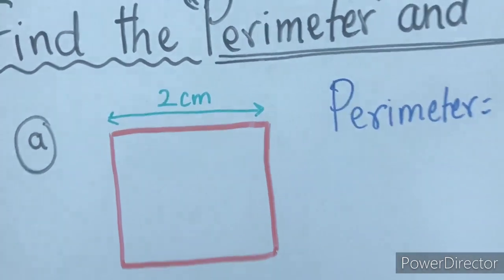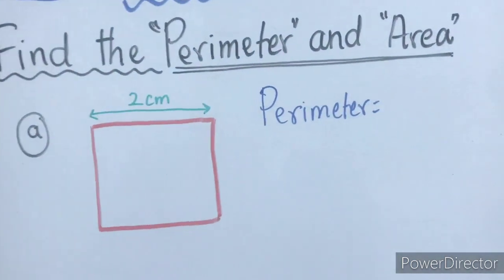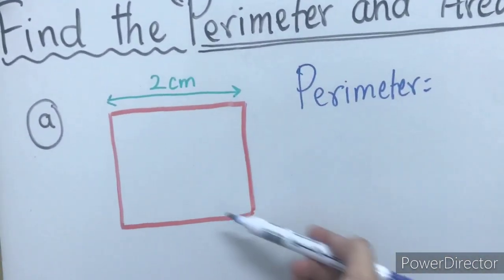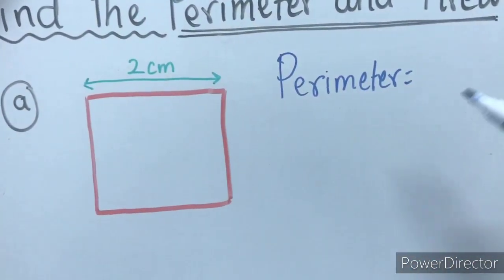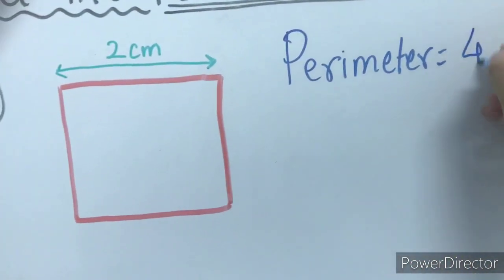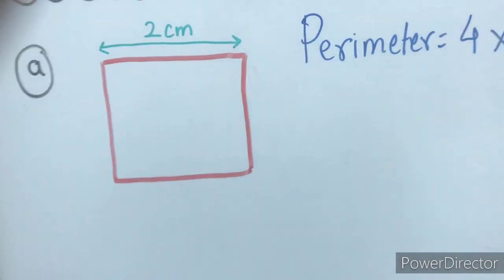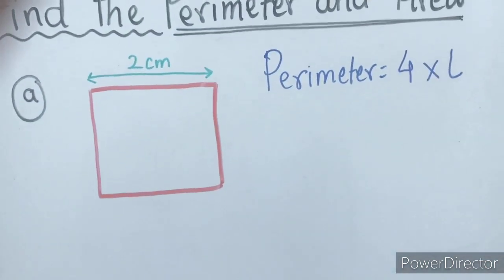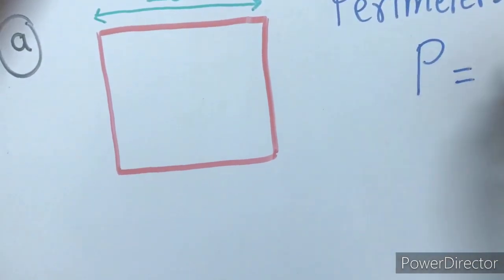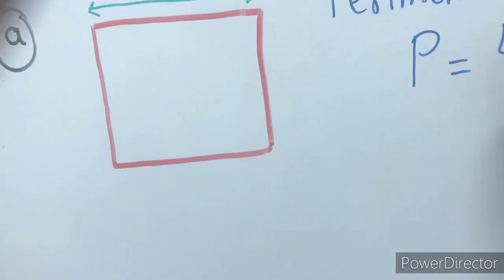So, to find out the perimeter of the square, I told you one formula. Because all sides are equal, the formula to find the perimeter of the square will be 4 multiplied by length. This L stands for length. Now, I will write P for perimeter. I will put down 4 and the multiplication sign.